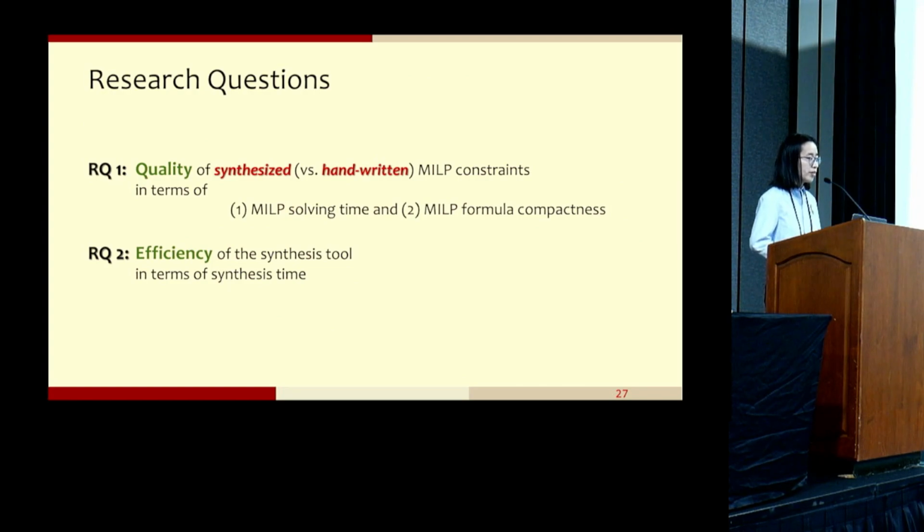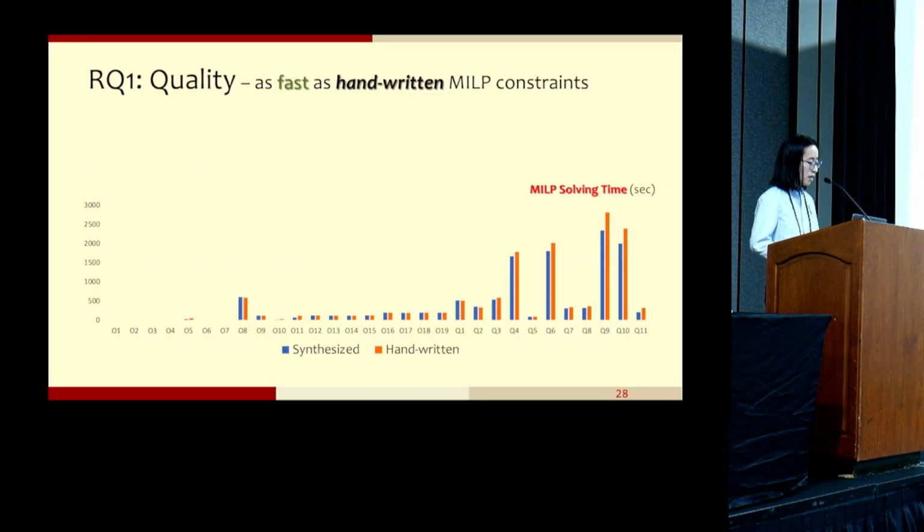First, what is the quality of the synthesized constraint? And also, how efficient is our synthesizer? So for RQ1, we plotted the MILP solving time. Here the solving time is with respect to the Gurobi solver, and the solving time is for both synthesized and handwritten constraints. As you can see, the blue bar and the orange bar are pretty close. For 50% of the benchmarks, the difference between those two bars is very tiny. And in general, our synthesized constraints have a 9% performance speedup over the manually crafted constraints.